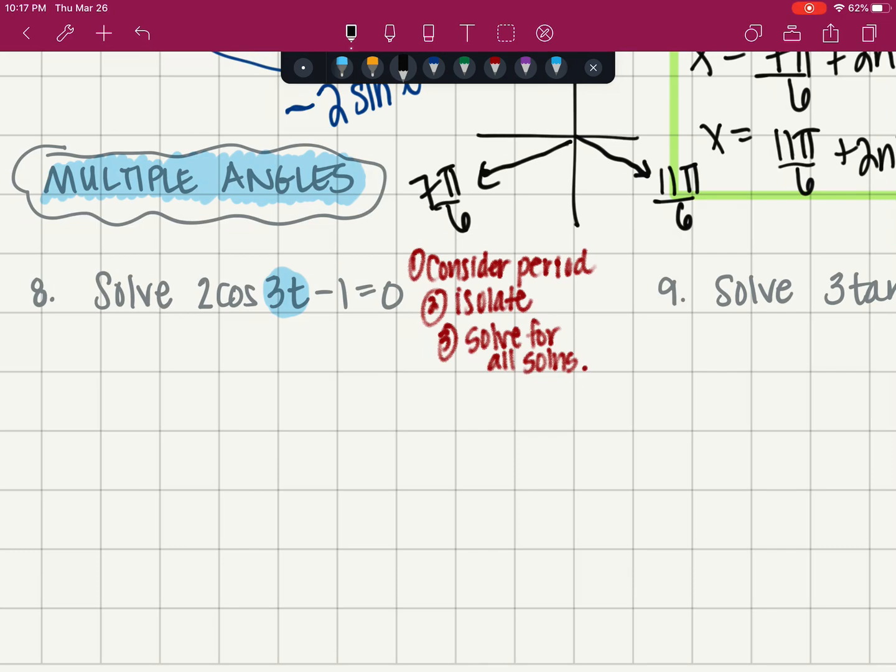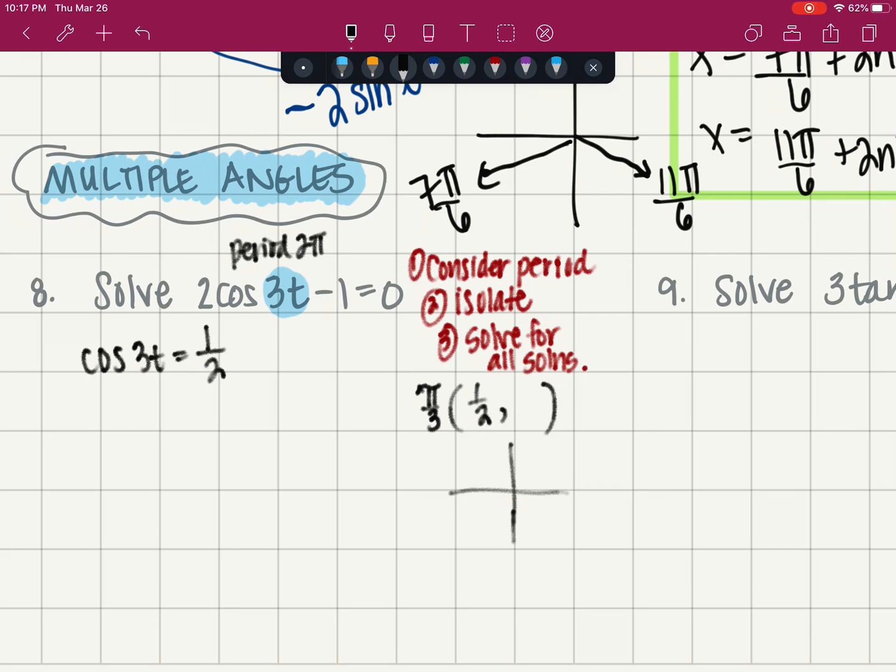We're going to add 1 and then divide by 2. So I'm going to be left with cosine of 3t equals 1 over 2. And then we say, well, what angle do we put in for cosine to get 1/2? So cosine is the first value of the ordered pair. So we're talking about a pi over 3 angle, but not just pi over 3, because the period in this case is 2 pi.